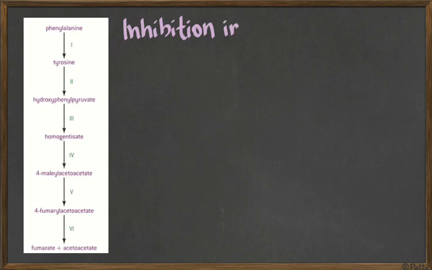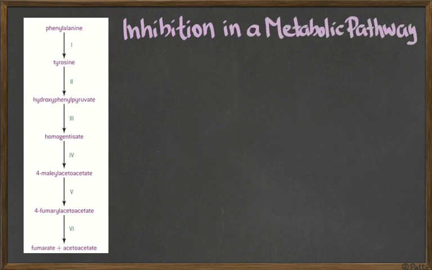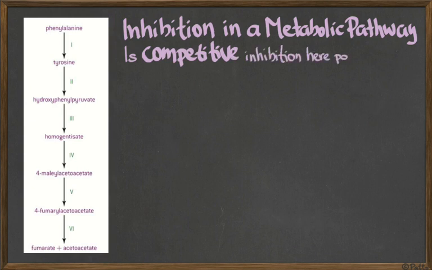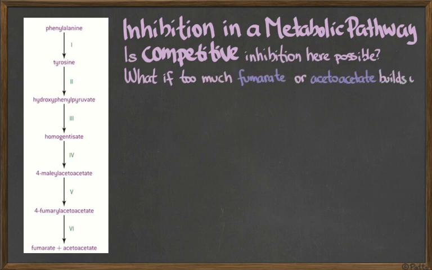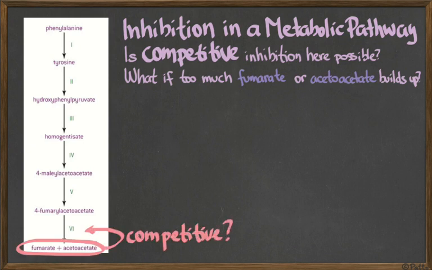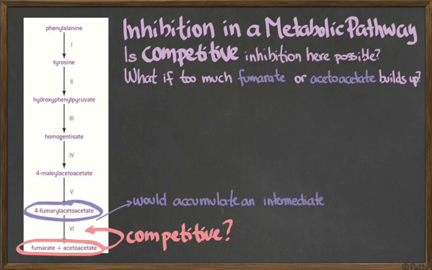But what if we want to inhibit a metabolic pathway? Inhibiting a metabolic pathway is tricky because, if we're going to be using competitive inhibition, is it possible? Yes, it's possible. If you have too much fumarate or acetoacetate, what is going to be happening? They will competitively block enzyme number 6, which will end up accumulating fumarylacetoacetate.